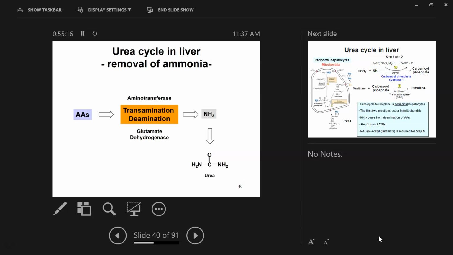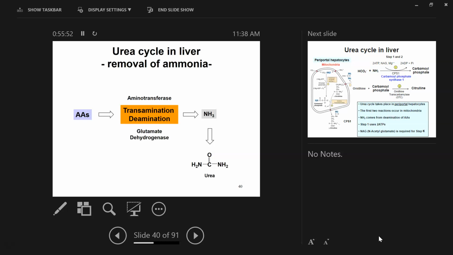So the urea cycle is very important among the amino acid metabolic pathways in the liver, right? The liver is the only tissue that does the full urea cycle. The purpose of the urea cycle is to remove ammonium, which is generated from transamination and deamination, right?